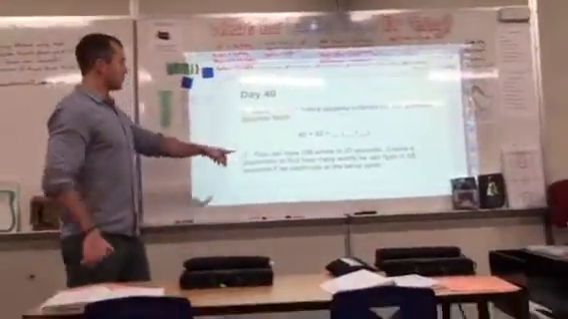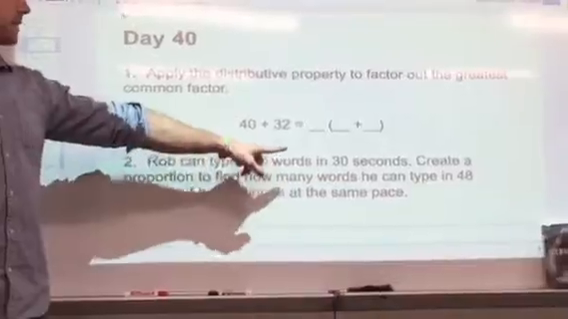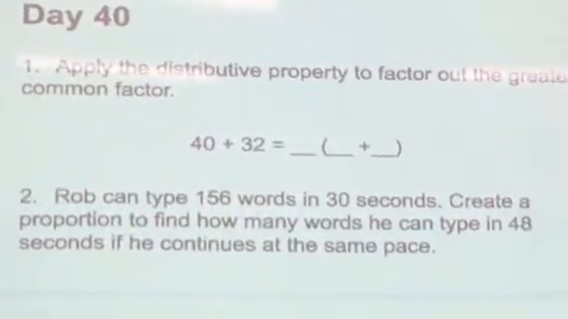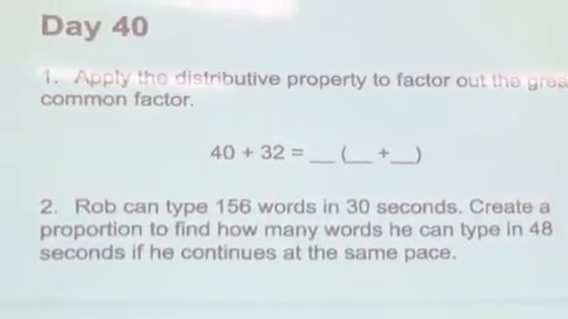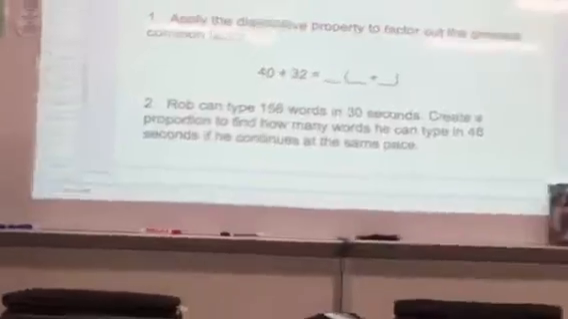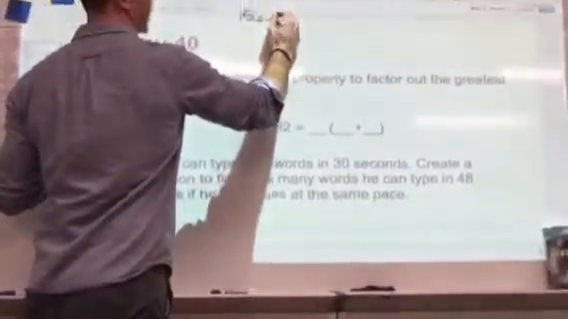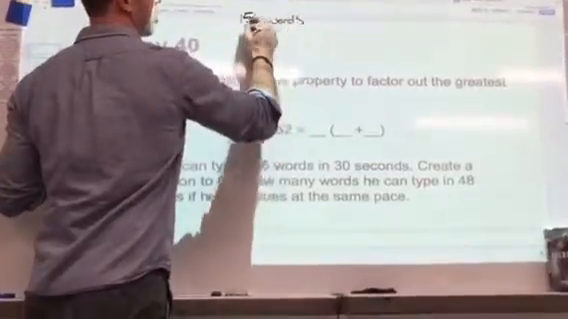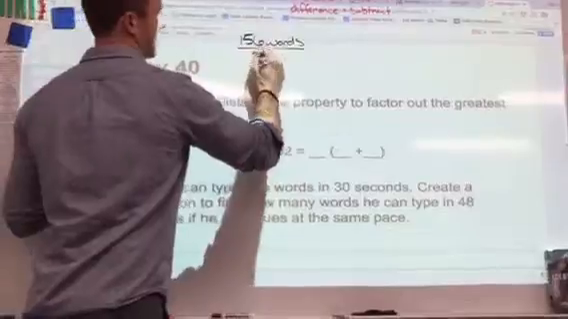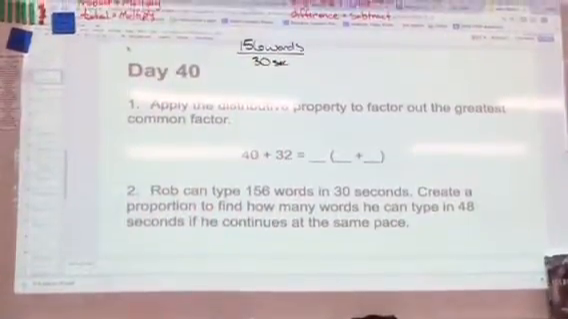Okay, so let's read question 2. Rob can type 156 words in 30 seconds. So right there, what is my first rate? How should I write it, Holden? 156 words. Good. Include the label. Over what? 30 seconds. How hard was that? Not very.